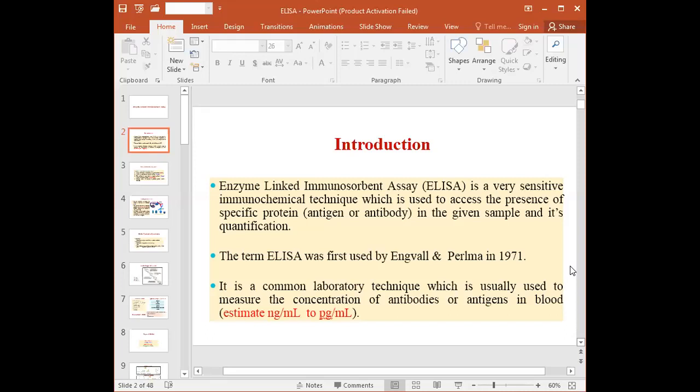In 1971, this technique was introduced by Peter Perlmann and Eva Engvall at Stockholm University in Sweden. It is a common laboratory technique, mostly used in pathological laboratories, which is usually used to measure the concentration of antibodies or the antigen present in the patient sample, mostly the patient blood sample.